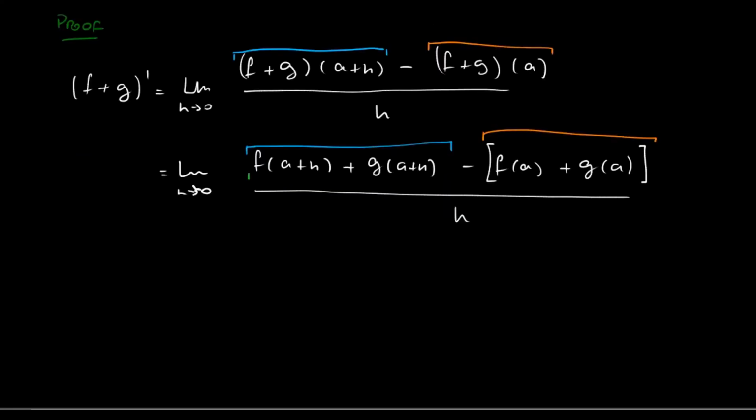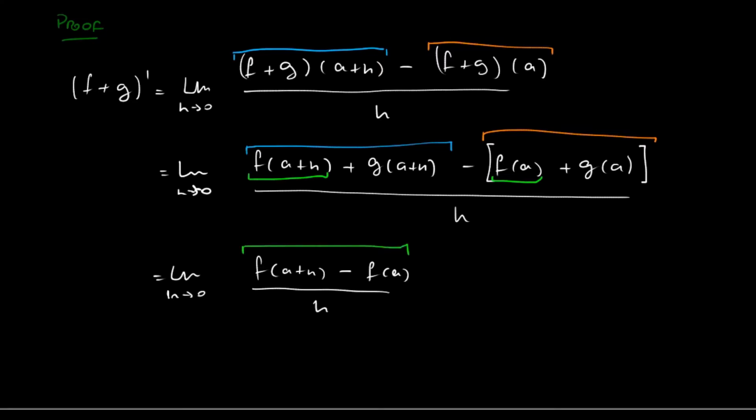So now we're going to group the terms that have f together. So we would have the limit when h tends to 0 of f of a plus h minus f of a divided by h. This is what I marked in green. And then the terms that have the other function g. So plus g of a plus h minus g of a divided by h.